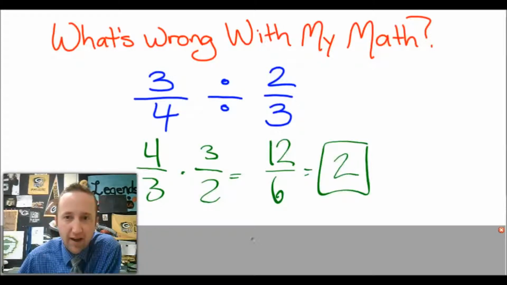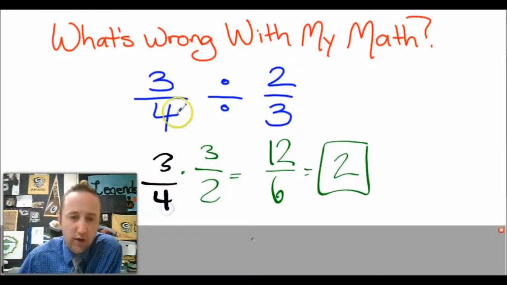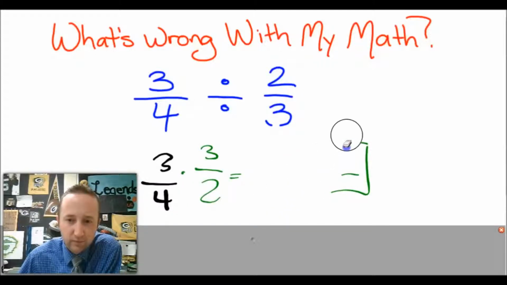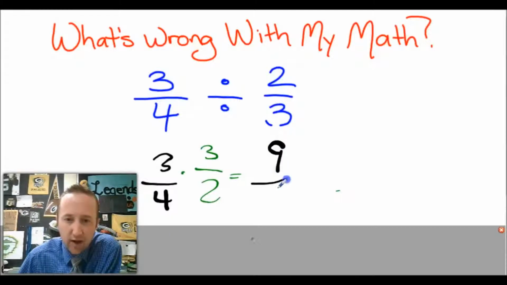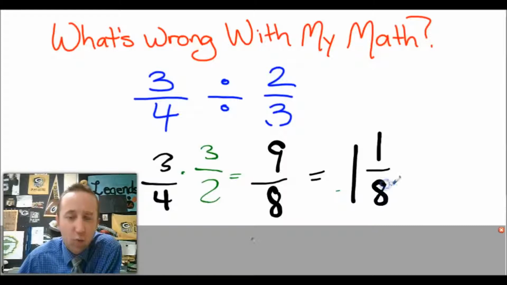So I'm going to go ahead and erase 3/4. It should have stayed as 3/4. So it should have been 3/4 times 3/2. So again, I'm going to erase here. 3 times 3 should have been 9. So it should have been 9 over 8. And when you simplify 9 over 8, 8 goes into 9 once with 1 left over. So the correct answer here should have been 1 1/8.